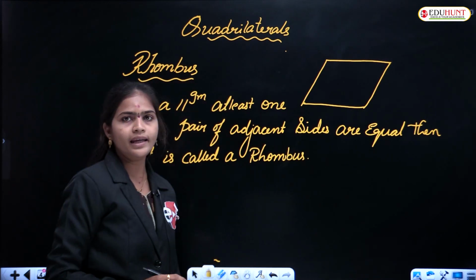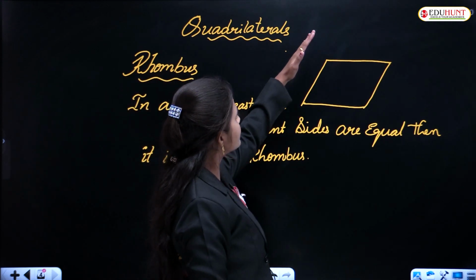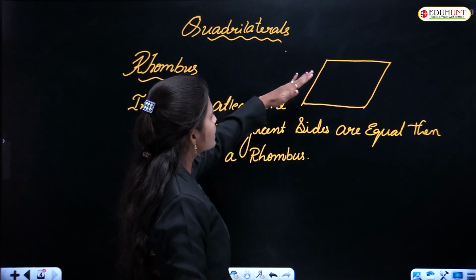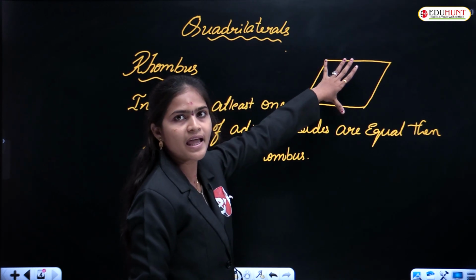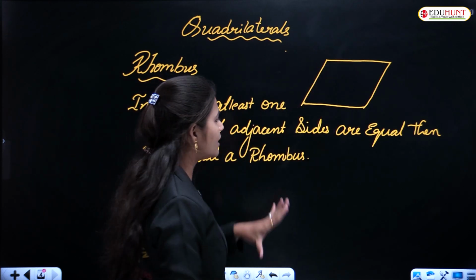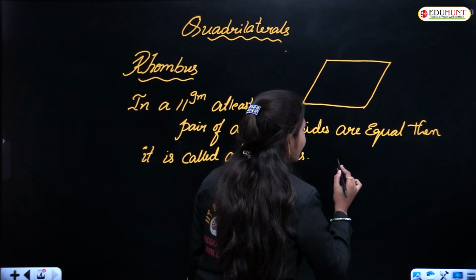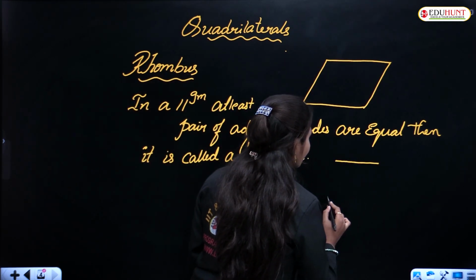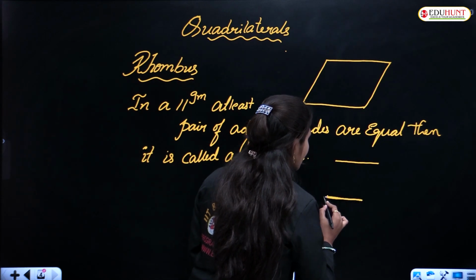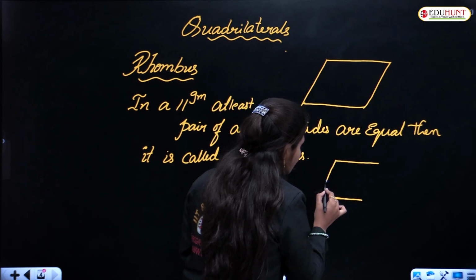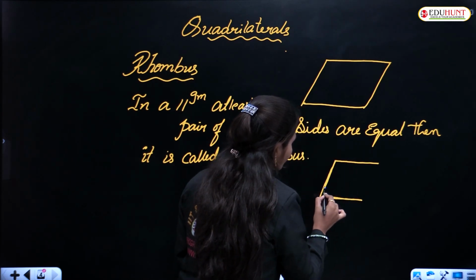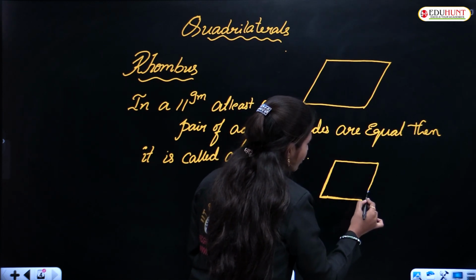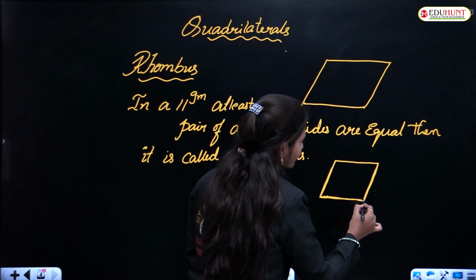Then it is called a rhombus. So children, here this is a parallelogram. In this parallelogram, opposite sides are parallel and opposite sides are of equal length. Now they are saying that in a parallelogram, not only opposite sides, but adjacent sides are also of equal length.